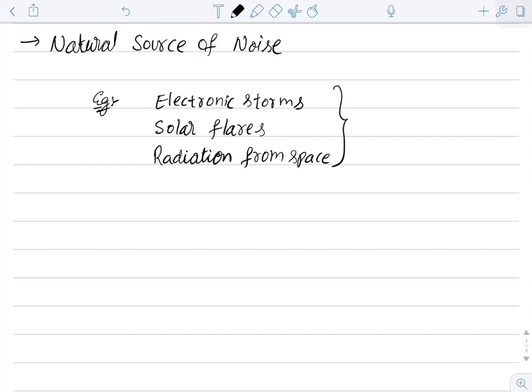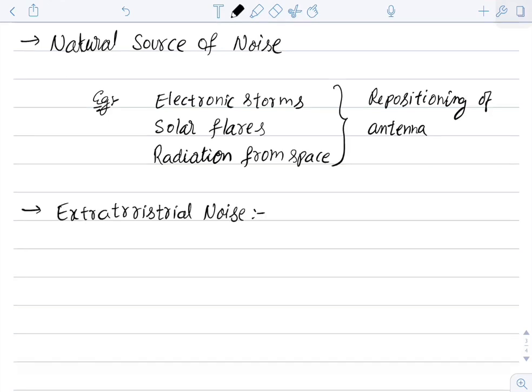If you want to overcome or minimize this natural source of noise, the only option is repositioning of the antenna, or changing the orientation of the antenna, that is the direction of the antenna. Since it is a natural source of noise, you cannot eliminate it, but you can minimize its effects by repositioning the antenna. There is one more term called extraterrestrial noise.